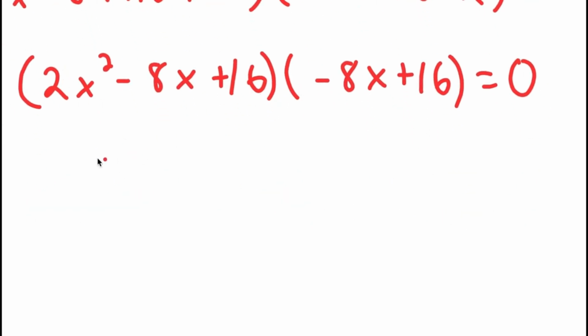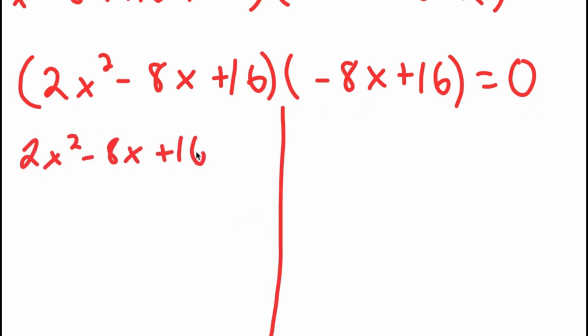Now (2x^2 - 8x + 16) times (-8x + 16) is equal to 0. This can be divided into two equations. I have 2x^2 - 8x + 16 is equal to 0, and -8x + 16 is equal to 0.